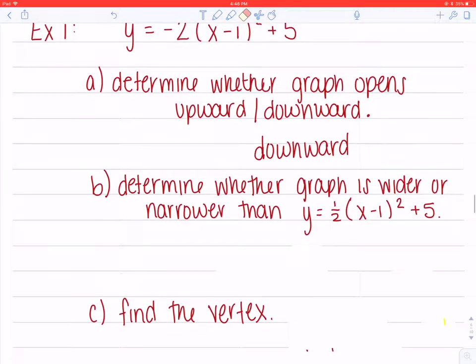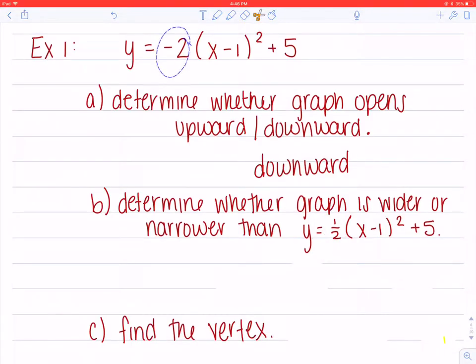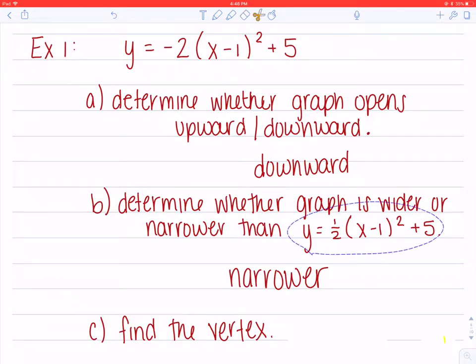The second part says determine whether the graph is wider or narrower than y equals 1/2(x minus 1) squared plus 5. So this number out front, 1/2, fractions make graphs wider, whole numbers make graphs narrower. So this graph is actually narrower than the one that we're given here.